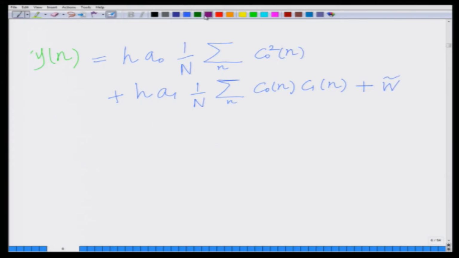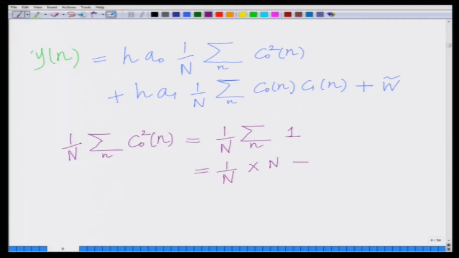Now, we have already looked at this component, 1 over n summation over n of c naught square of n, which we have seen is equal to 1. Since each c naught n is plus or minus 1, c naught square of n is 1. So this is 1 over n summation over n of 1, which is 1 over n times n, which is equal to 1.